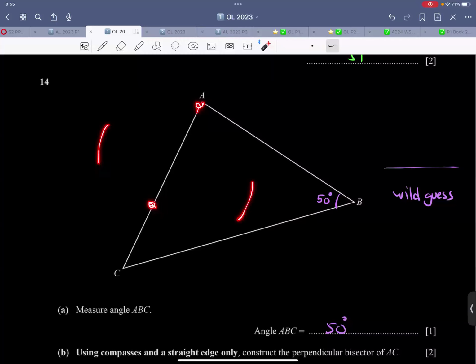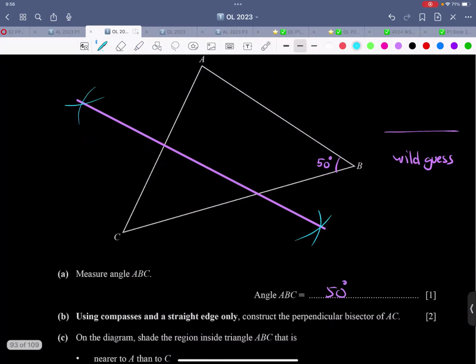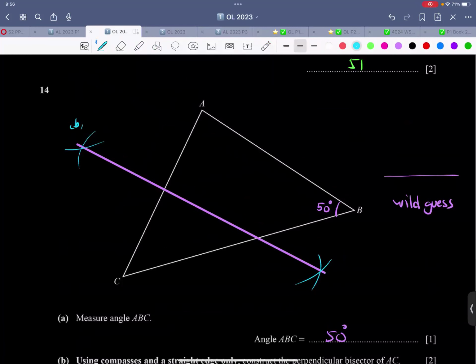We draw an arc, and with the same opening, draw some more arcs. And that is how you get the perpendicular bisector. Again, just a rough figure, something like this. I think that's a pretty good approximation. And something like this, just these lines. So this is part B. That is the perpendicular bisector.